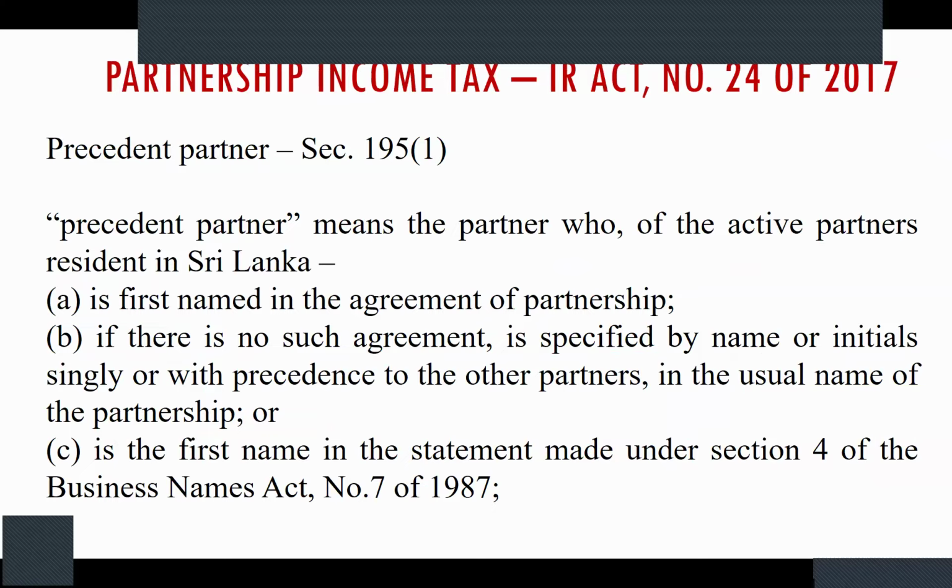Then we have one important person in the partnership. We call him a precedent partner. We have a specific definition. So precedent partner means the partner who, of the active partners resident in Sri Lanka. We call him the precedent partner because some responsibilities are there for the precedent partner. That is why we have a specific definition.